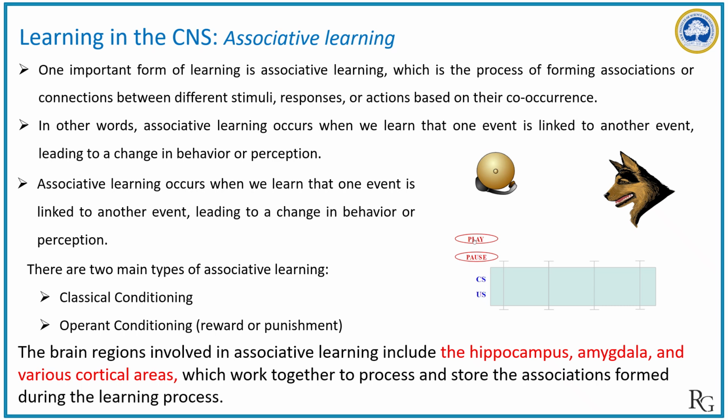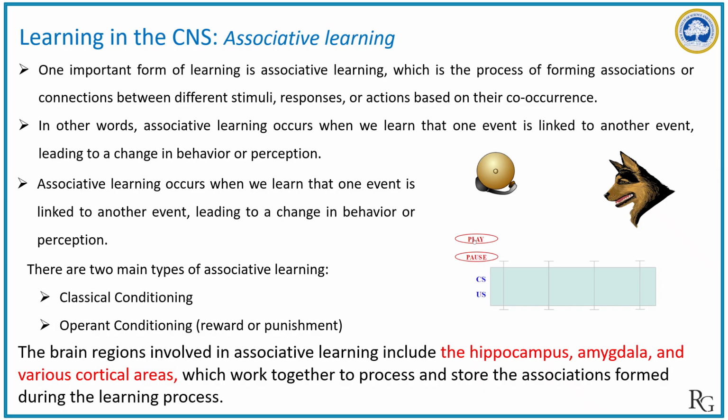Now there is another important form of learning in the CNS, the central nervous system, which is associative learning. So what exactly is associative learning? Associative learning is the process where our brain links two events together. In other words, when one event happens, we automatically expect another event to follow. And as a result, our behavior or our perception changes.